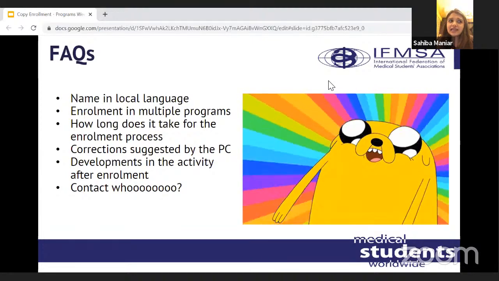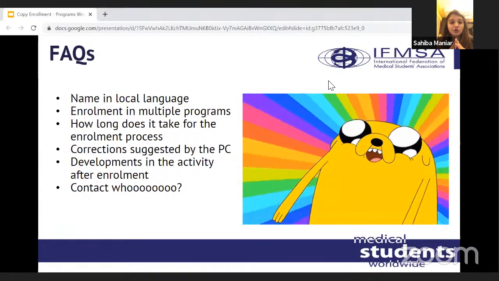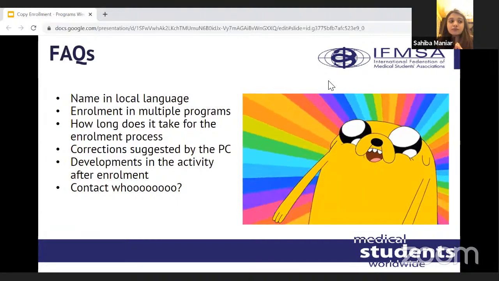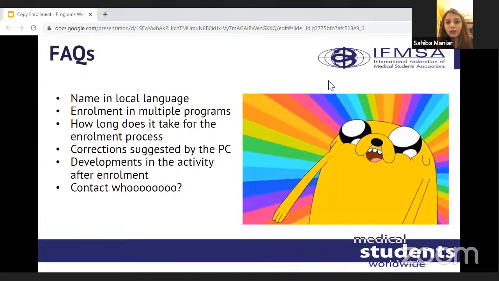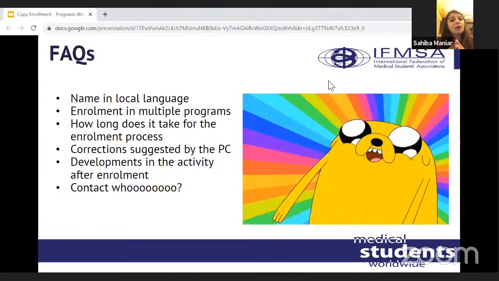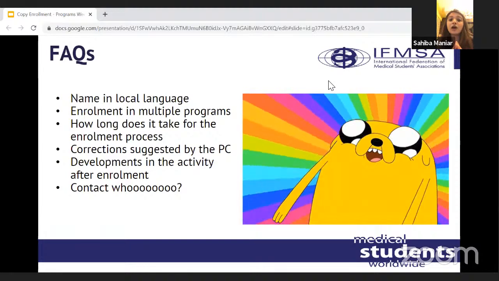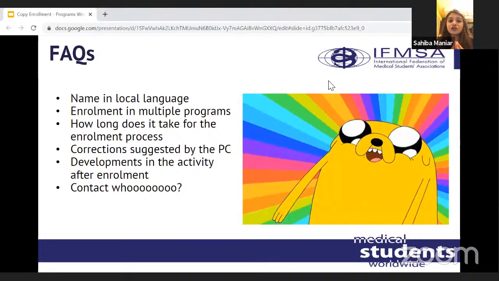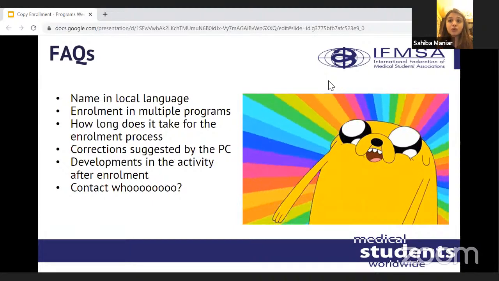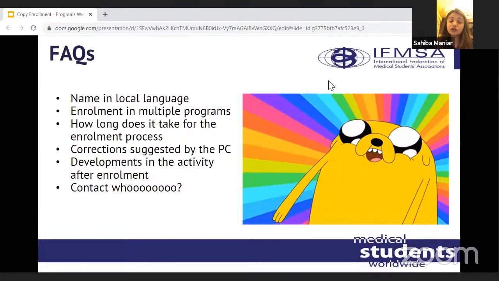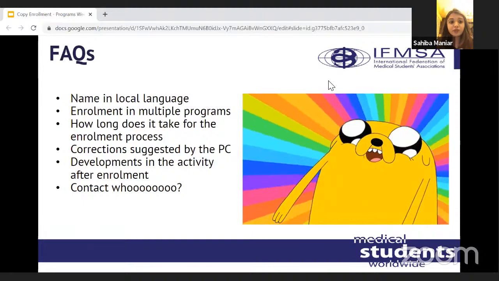So within 10 days or within the next 15 days, your enrollment should be done. But sometimes it definitely takes more time. You will be contacted by a program coordinator by mail or by WhatsApp to understand certain changes. So it is very important to keep in contact with your program coordinator throughout the process of enrollment.